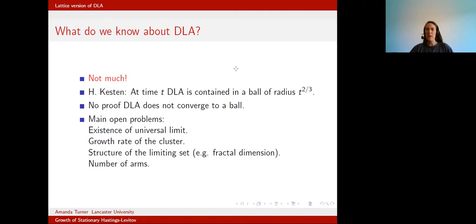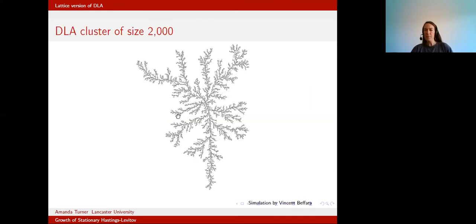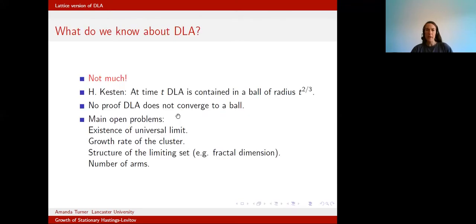It certainly rules out that the limit is a long straight line, but it doesn't tell us that the limit couldn't just be a disk. And that's the thing we're really interested in: to show it can't be a disk, and no one's come anywhere close to trying to understand that. So there's absolutely no proof that DLA doesn't converge to a ball, even though, when you look at it, it really doesn't look anything like it's converging to a ball.